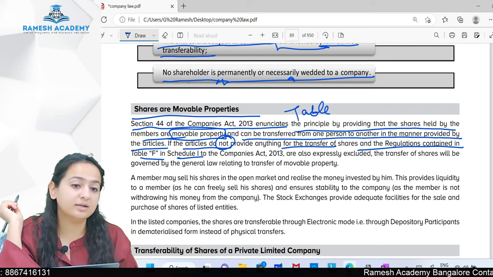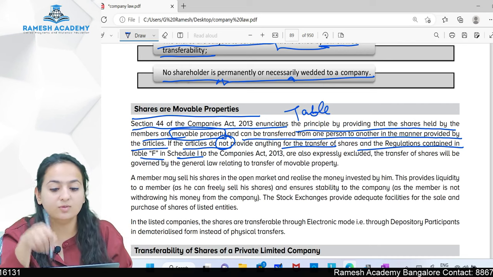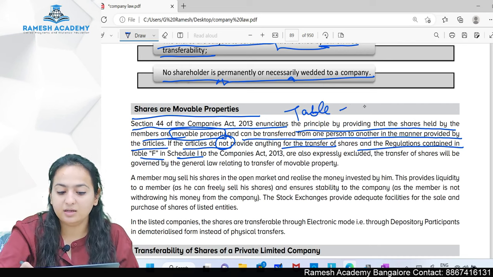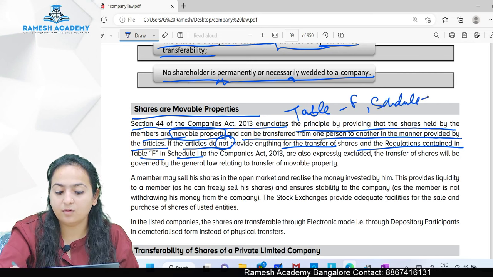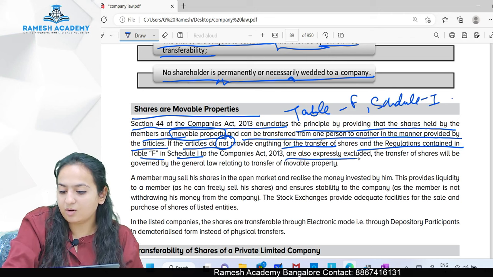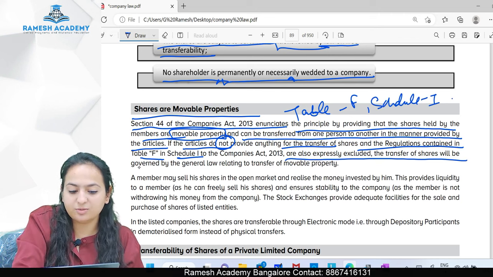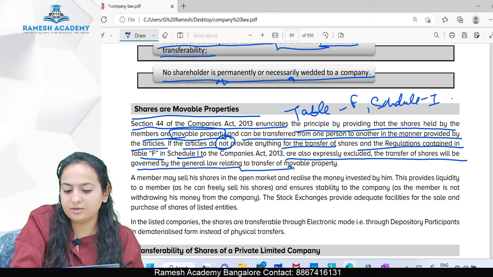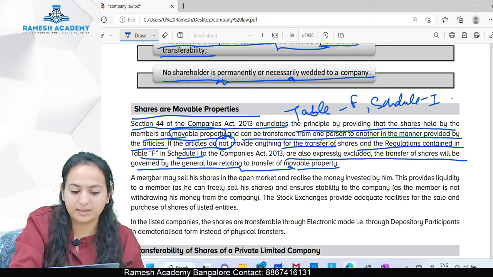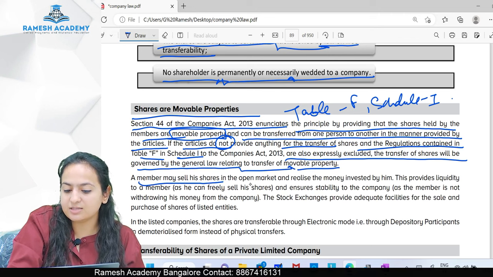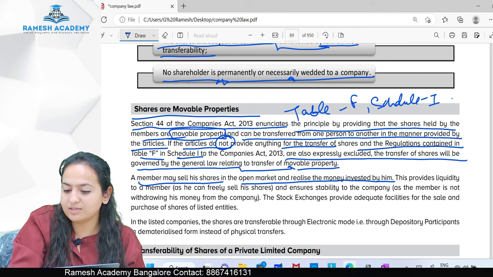If it is not written in AOA, then you will refer to this Table F, Schedule 1. Those are also expressly excluded. The transfer of shares will be governed by general law relating to transfer of movable property. A member may sell his shares in the open market and realize the money invested by him.